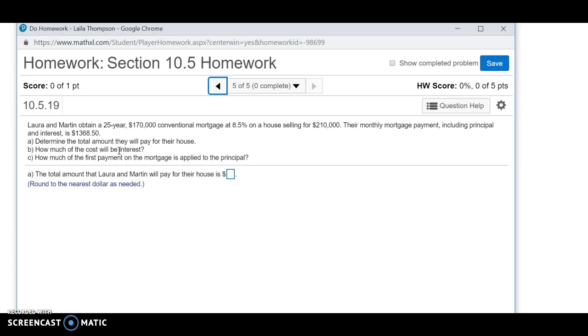So Laura and Martin obtained a 25-year, $170,000 conventional mortgage at an 8.5% rate on a house selling for $210,000. Their monthly mortgage payment, including principal and interest, is $1,368.50. We want to determine the total amount that this family will pay for their home.